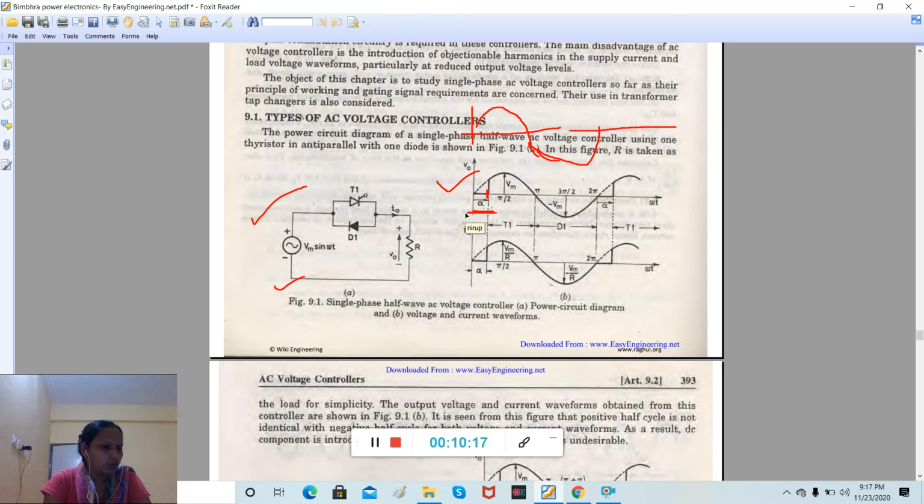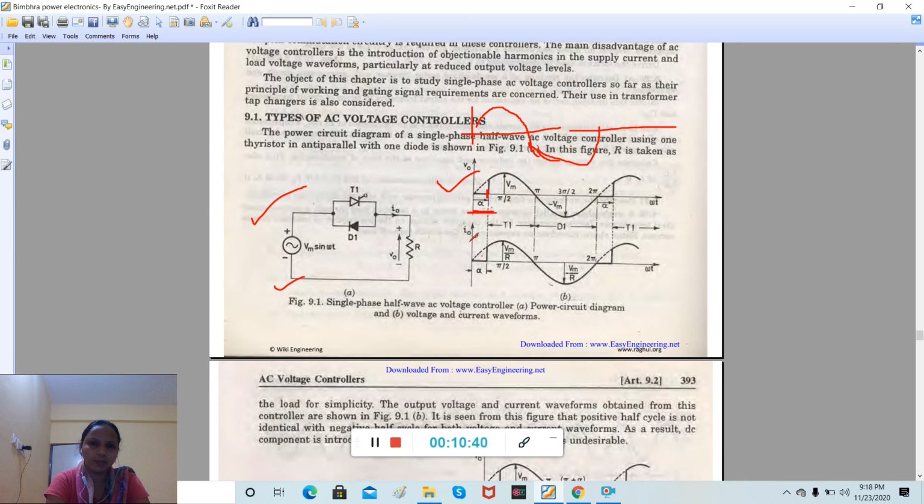Load voltage at once jumps to Vm sin alpha. Likewise, load current becomes Vm sin alpha by R. This is the load voltage. This waveform is the load voltage waveform in the positive half cycle. Here the load voltage value is Vm sin alpha. This is the load voltage waveform up to point pi, and similarly here.